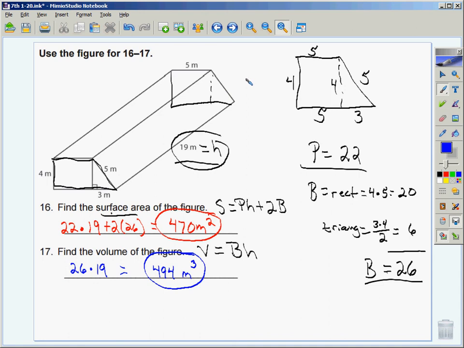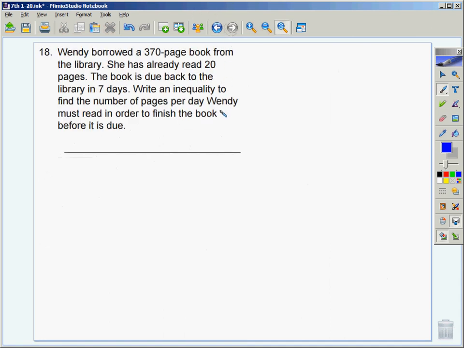Can I go on? Okay. Last and final question. Again, very much like that first question, the last question on the front side. We had a 370-page book, and she's already read 20 pages. How many pages does that mean she has left to read? There's 350 pages left to read.